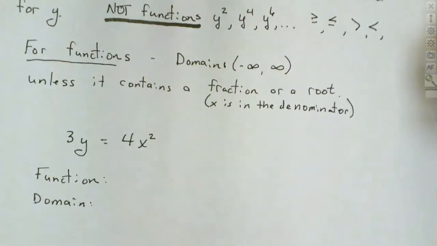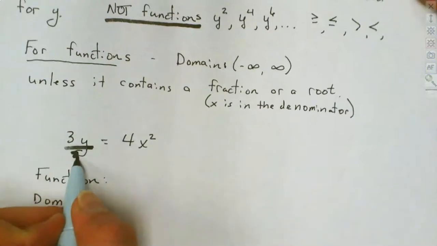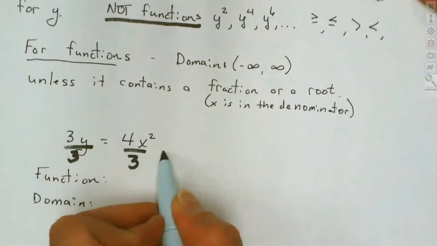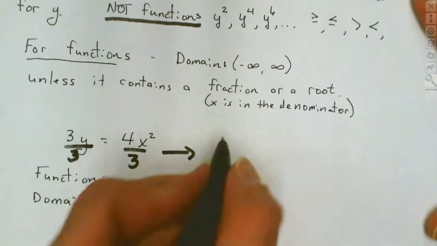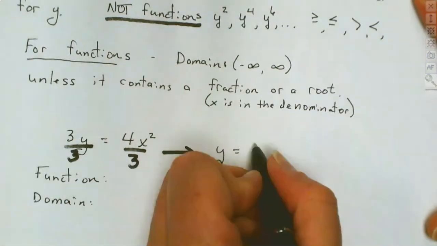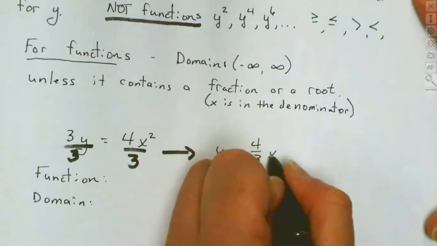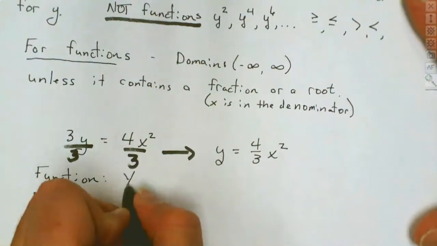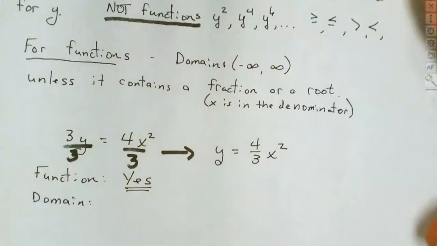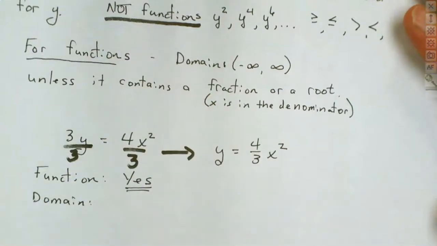Why is this one a function? Well, can I solve it for y? Yeah, I can solve this directly for y by doing what? By dividing by 3. So if I solve it for y, then I end up with y equals 4/3 x squared. We were able to solve this for y, so it is a function.